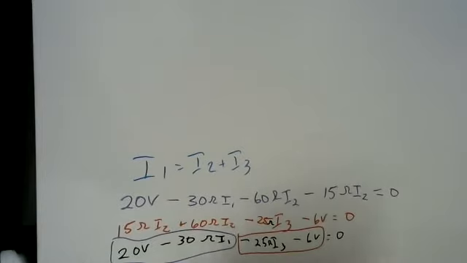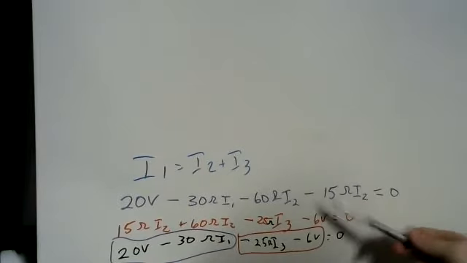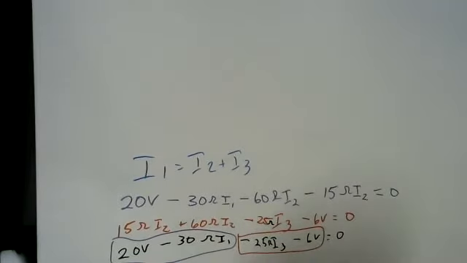Okay, so we have these equations, and all we're going to do is simplify them. We know what the units are going to be. We're using ohms and we're using volts, so we're going to get amps out of this. And we're going to rewrite the equations in such a way that we can substitute one variable in for another.